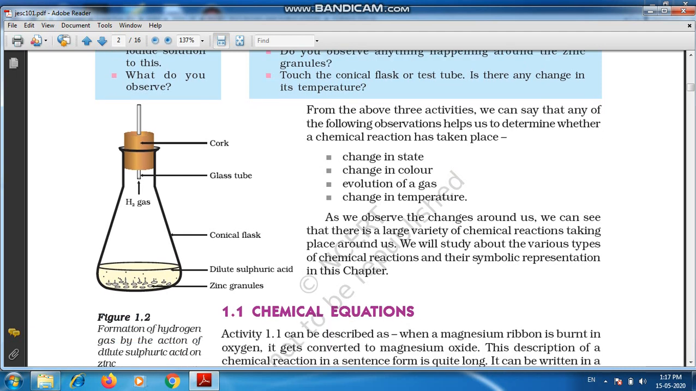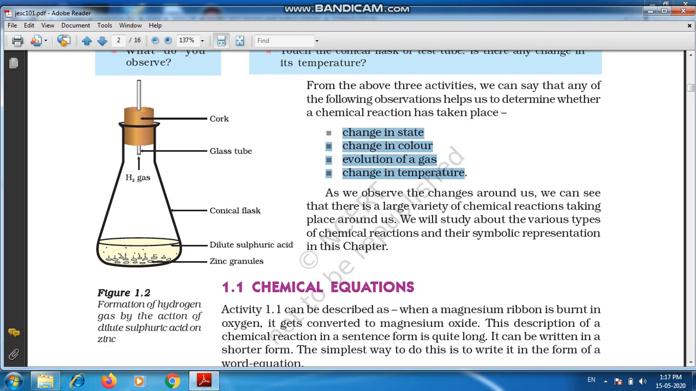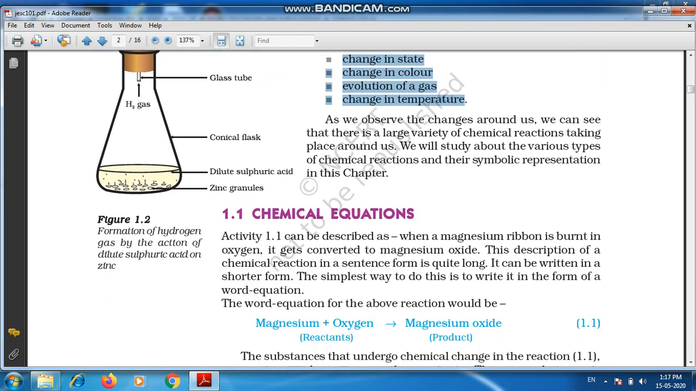So from all the above three activities, what can we conclude? We can conclude that whenever any chemical change or chemical reaction is taking place, there is a change in the state, change in the color, evolution of a gas, or change in the temperature. These are all chemical reactions. So in this chapter we'll study chemical reactions and we'll study chemical equations.